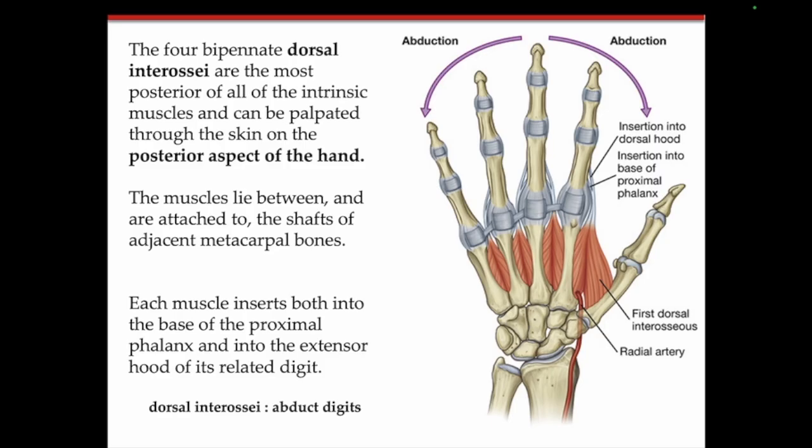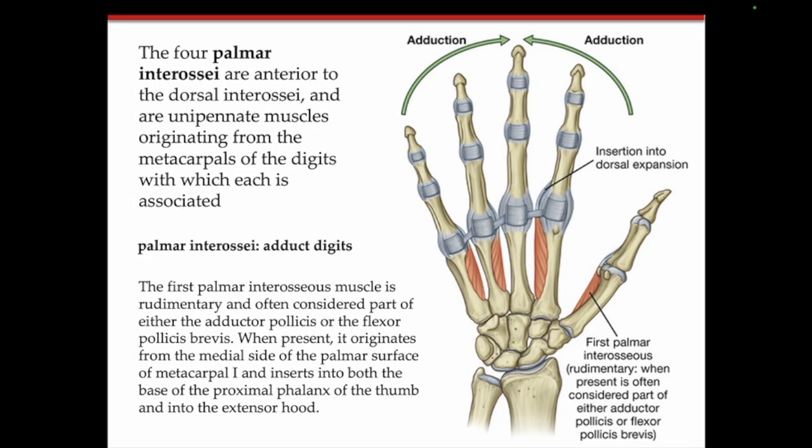This is an interesting fact that is easily built into a question, so it's important that you understand. The abduction of the fingers is considered in relation to the middle finger. If you bring the fingers close, you adduct. If you spread the fingers, you abduct. The dorsal interossei, the back muscles, are abductors, whereas the palmar interossei are adductors.